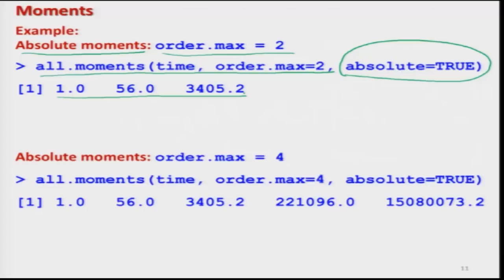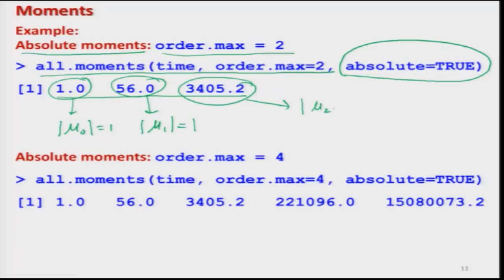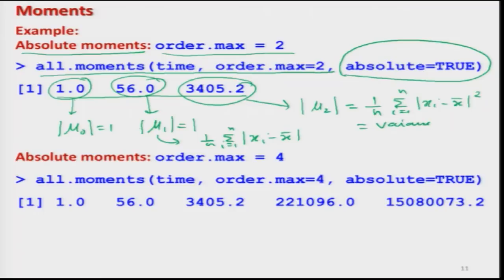This gives me these values. As in the earlier example, the first value gives the absolute value of mu 0, which is always equal to 1. The second value gives the first absolute moment, and the third value gives the second absolute moment. The second absolute moment is 1 upon n summation i goes from 1 to n absolute value of x i minus x bar whole square, which is the variance, and the first absolute moment is 1 upon n summation i goes from 1 to n absolute value of x i minus x bar.